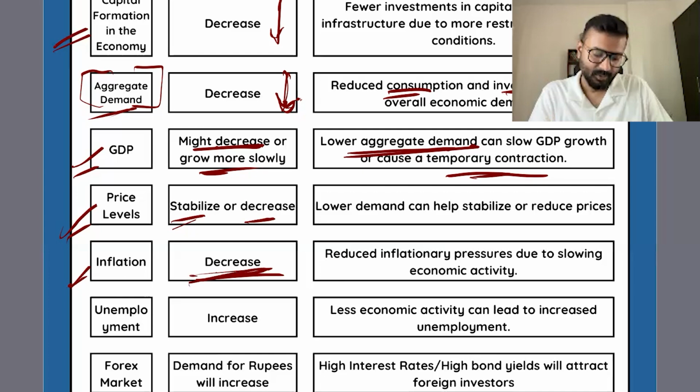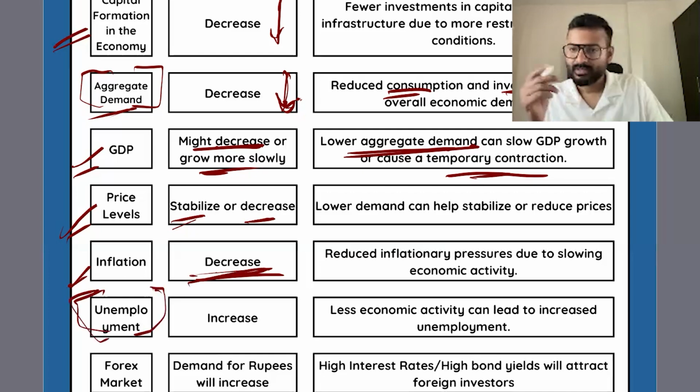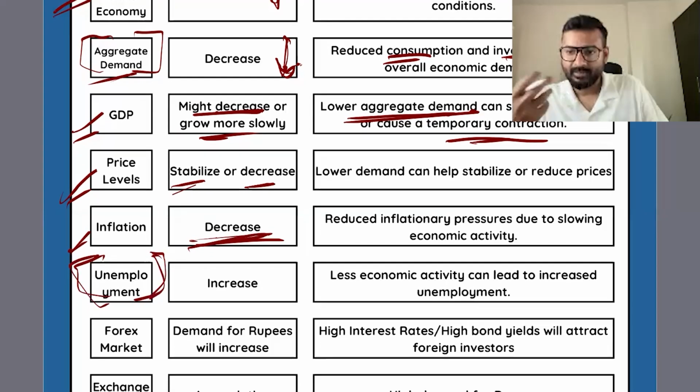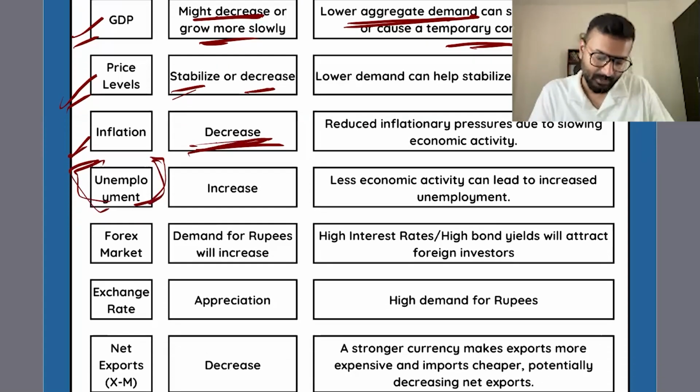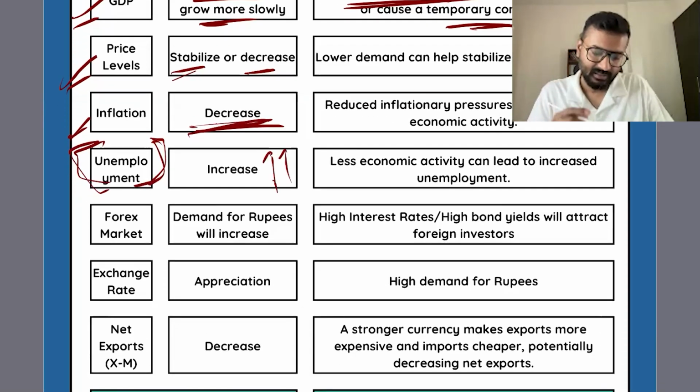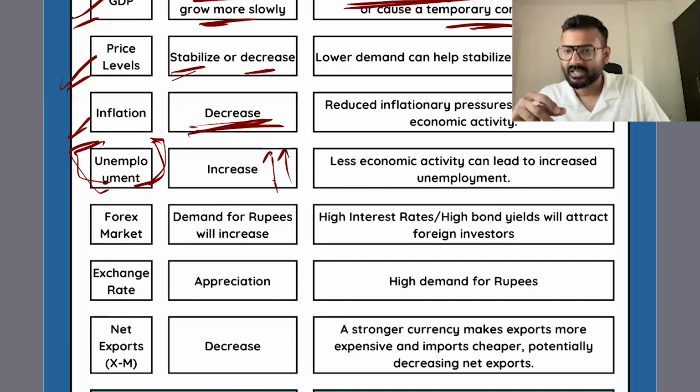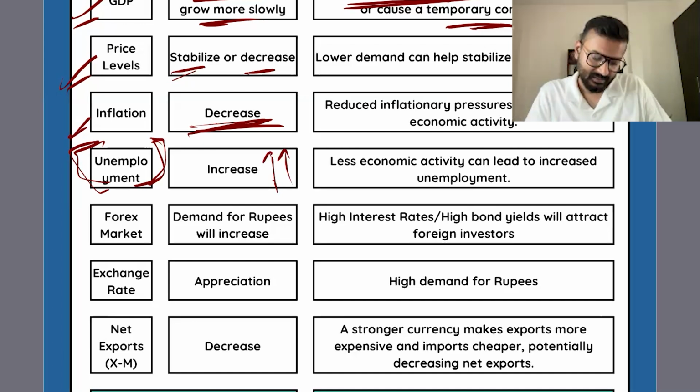What happens to unemployment? Because there are lesser economic activities happening in the economy, unemployment now has increased. Because consumption is less, investment is less, so demand is less. Now if demand is lower, supply will also act accordingly, and people, factories or industries will start laying off workers. So unemployment will increase. Now what is the effect on the forex market?